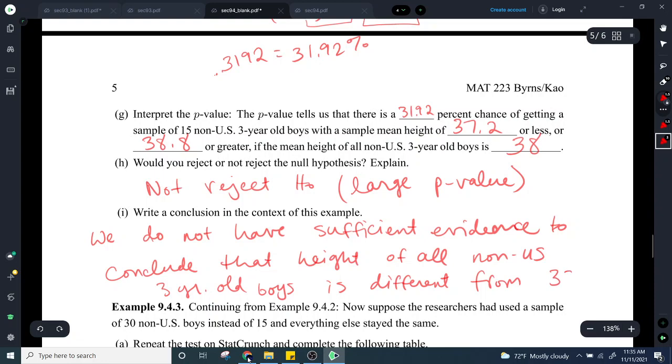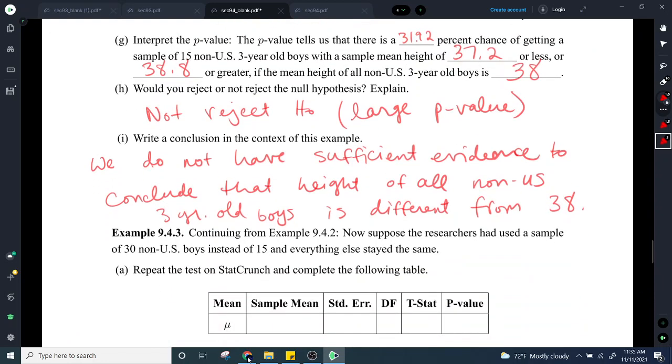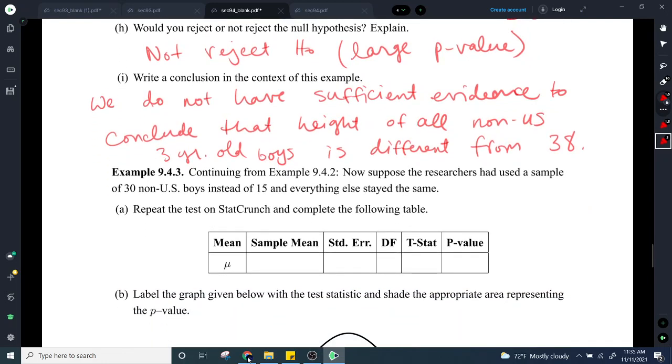So we think boys in other countries have heights that are about the same, right? There's probably no reason to think they'd be different, so that kind of makes sense from a biological standpoint. But based on our sample here, we don't have evidence. We don't have any evidence to indicate that the height of non-US 3-year-old boys is any different from the 38 inches that we had for American boys.